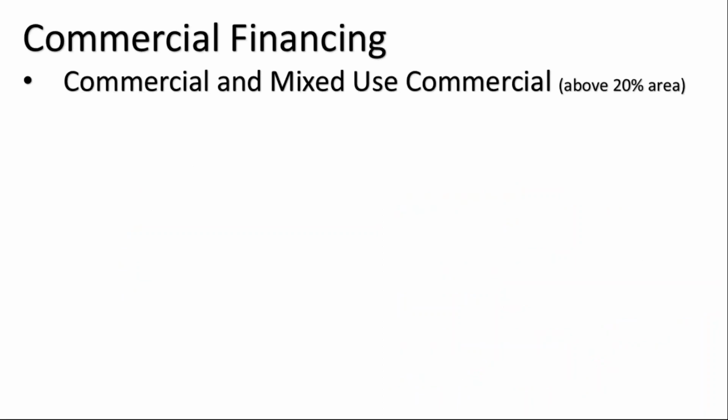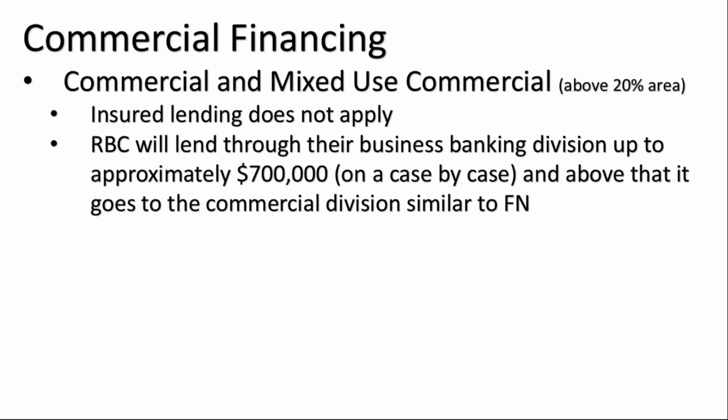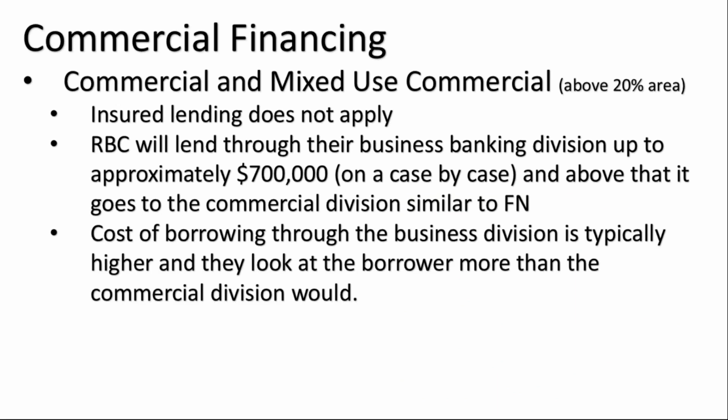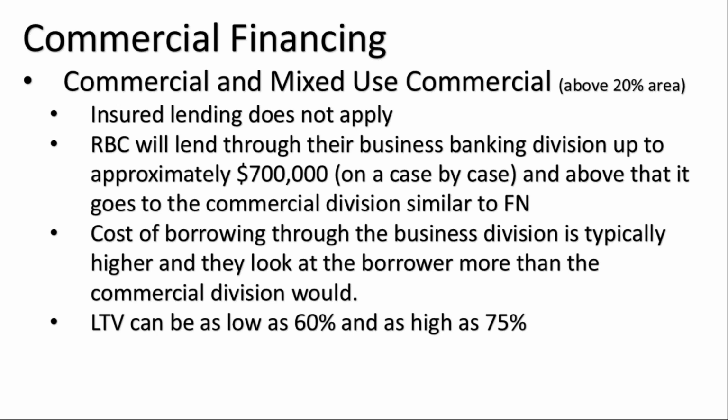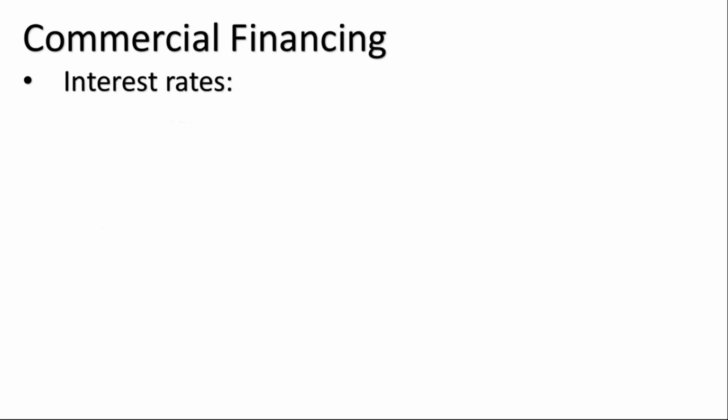Then when you take a look at commercial and mixed use, the insured lending does not apply. So RBC will lend through their business banking, as I mentioned earlier. The cost of borrowing can be significantly higher. The loan to value, and this is a big one, can be as low as 60% and as high as 75%. So you're not going to get the 80-85% loan to value because it's no longer insured. With non-insured interest rates, a variety of factors come into play. They're going to assess every property on its own merits, case by case, so there are no broad guidelines.